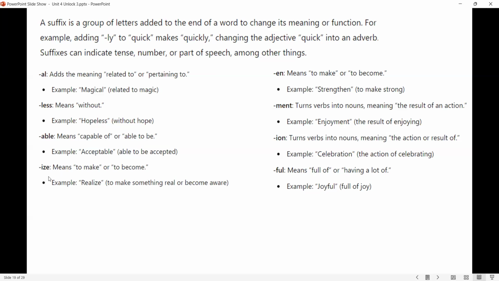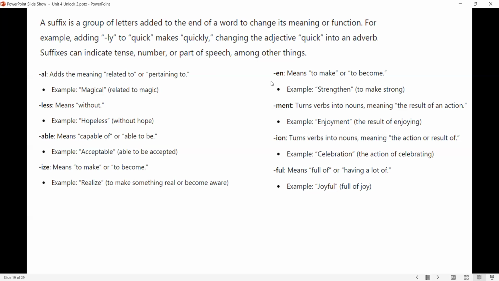Ize is a verb maker, so it means to make or to become. Real is the adjective. Realize means to make something real or become aware. So it is a verb.